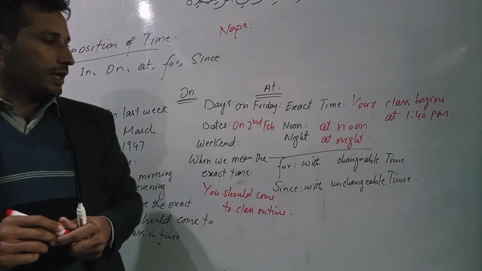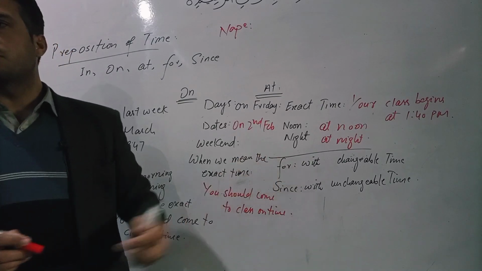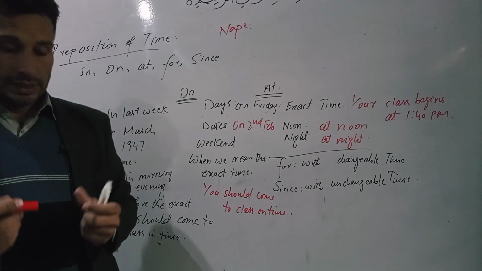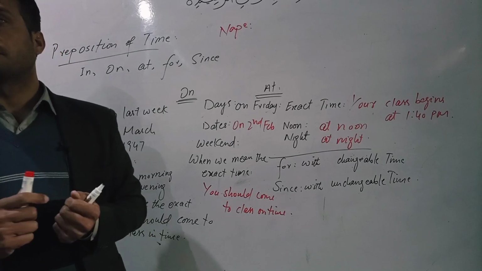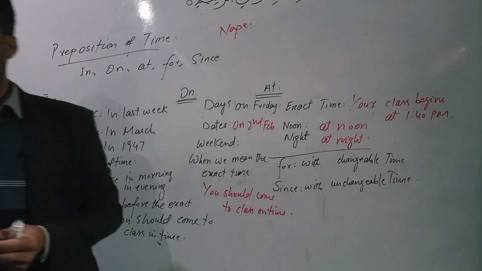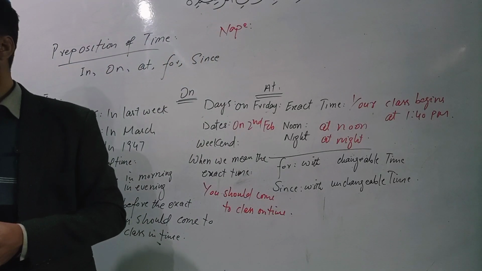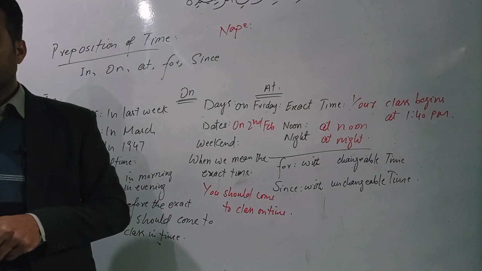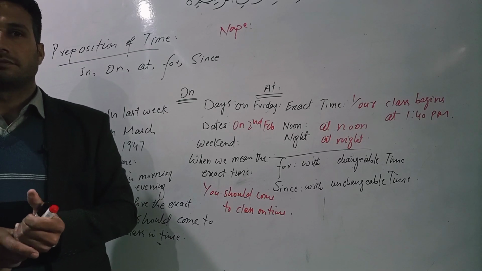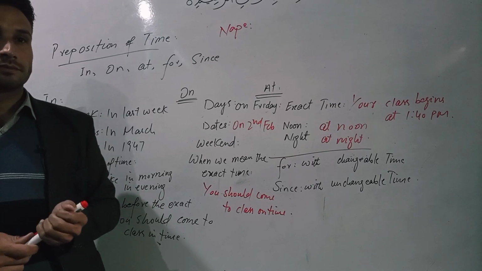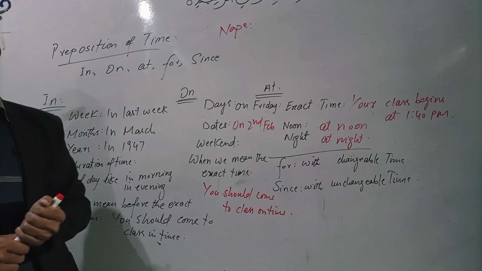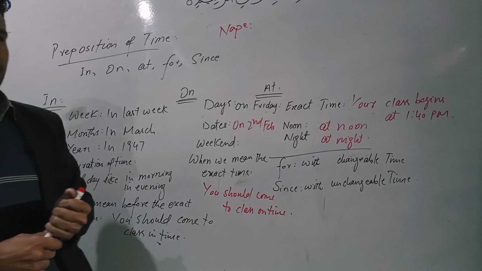Now we have two more prepositions that we use for time. One is for and one is since. But people often get confused about where to use for and where to use since. Have you got any idea about it? Period of time. Point of time. Point of time and period of time.